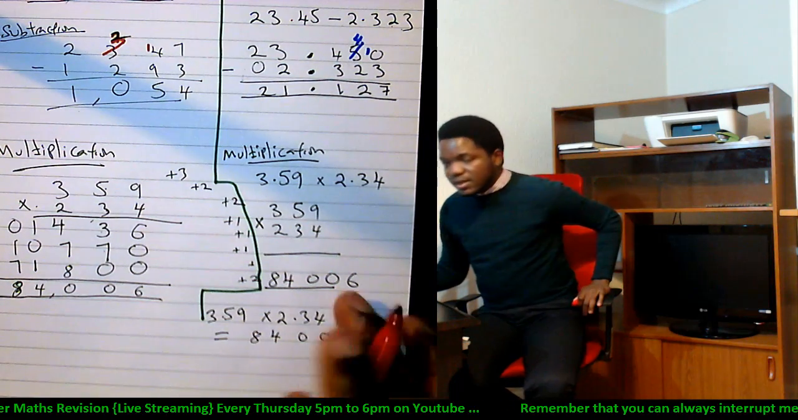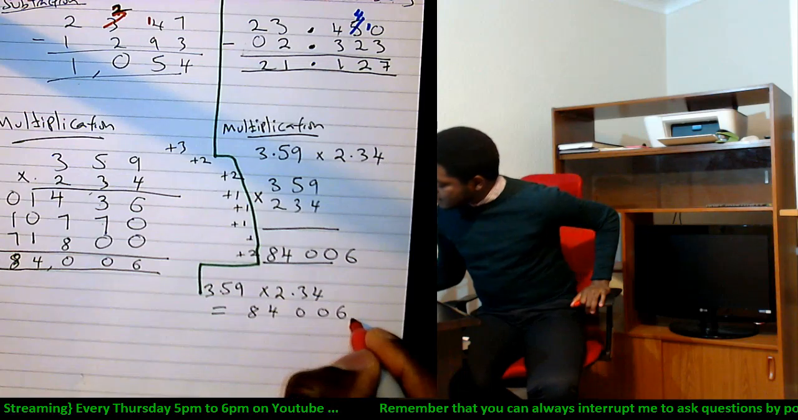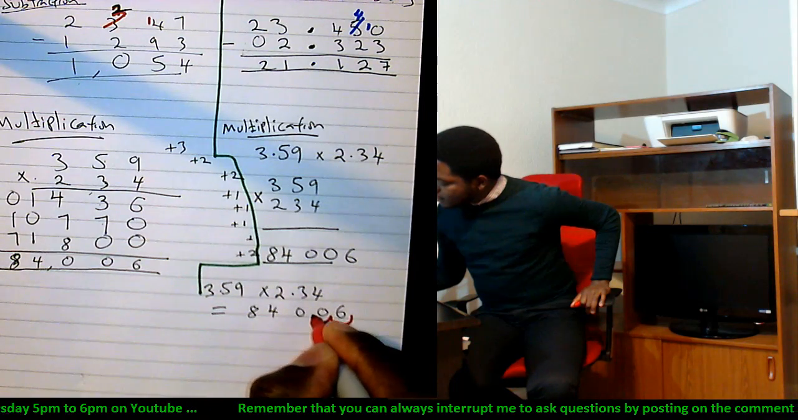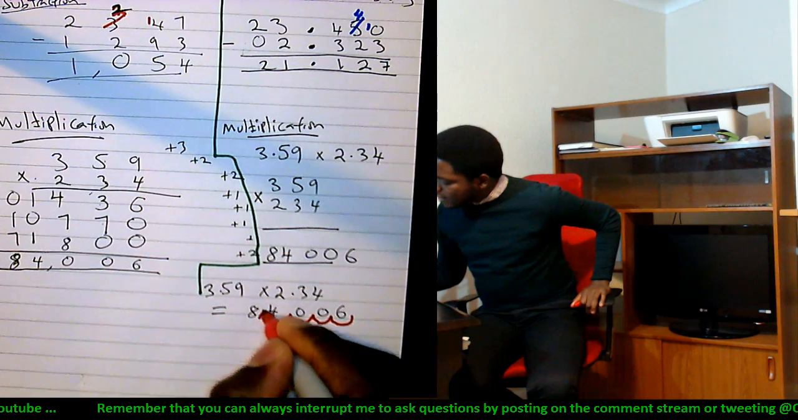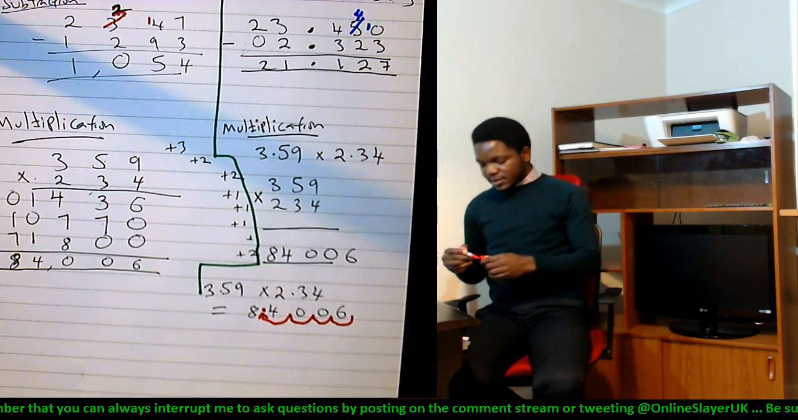I'm trying to count that. Can anyone please help me with this counting? You're going to count 1, 2, 3, 4, and then stop there. So that's where the decimal point is.